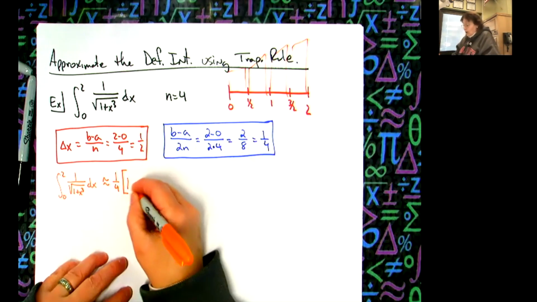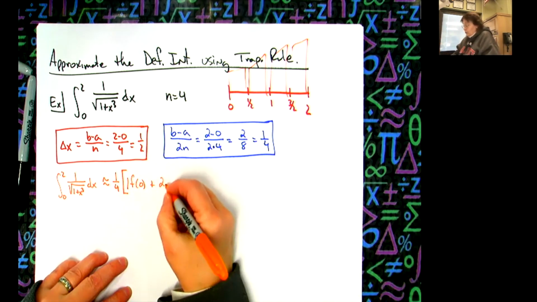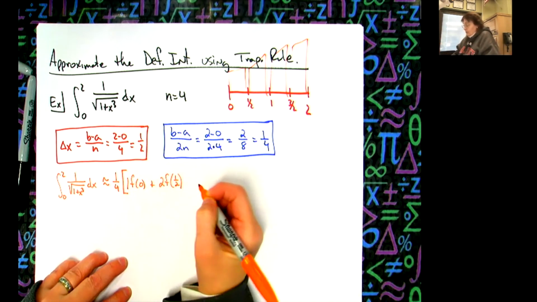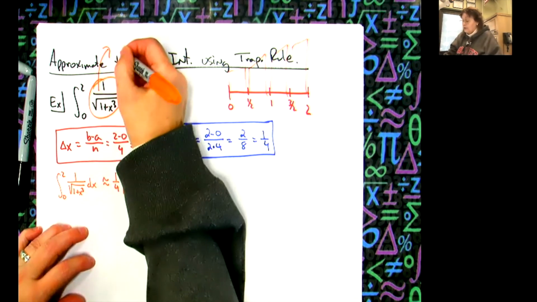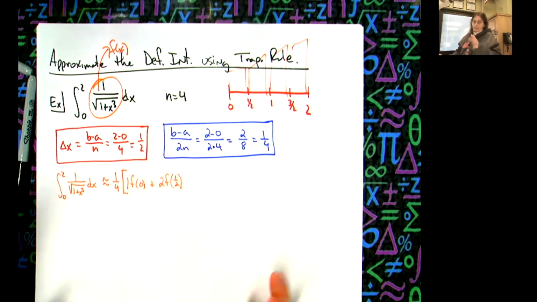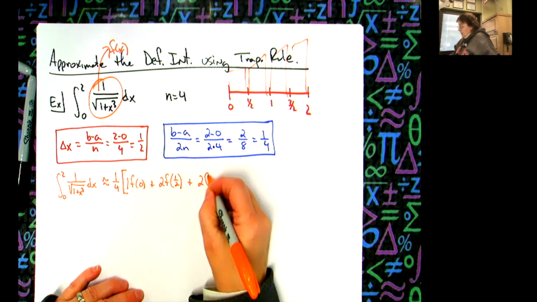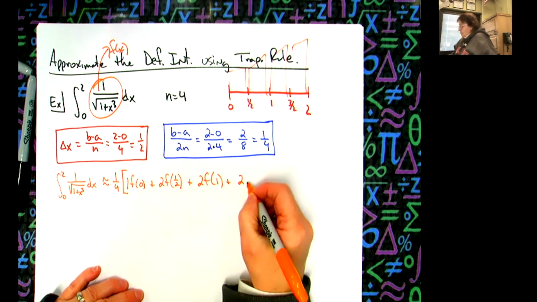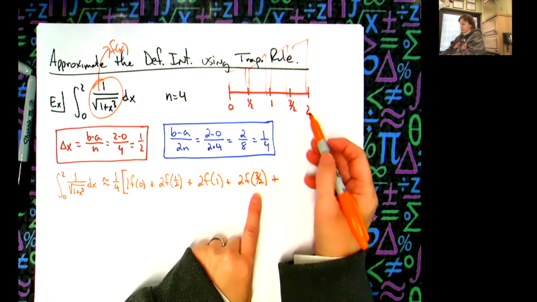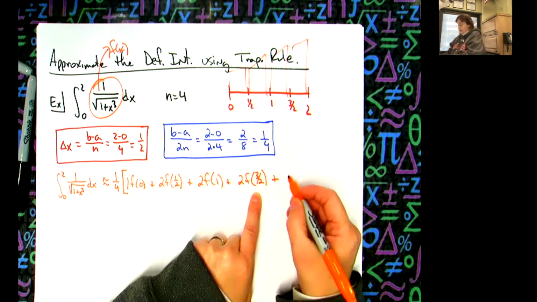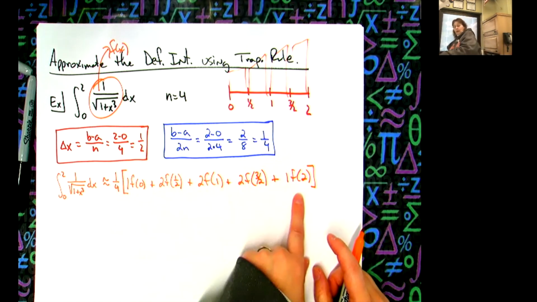So this will be 1 f of 0 plus, now I start my 2's, 2 f of 1/2. By doing this, I am assuming that my function is f of x. Plus 2 f of 1 plus 2 f of 3/2 plus, now I'm down to my last one, so it's 1 f of 2. So there you see the 1, 2, 2, 2, 1 concept.